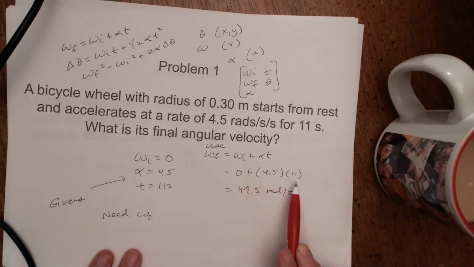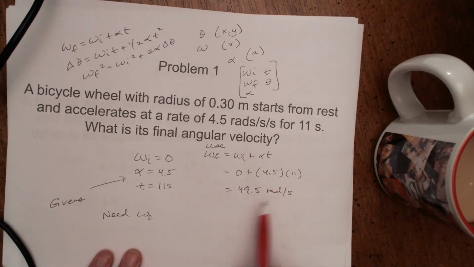I'm going to put in my values for acceleration and for time, and I get 49.5 radians per second.